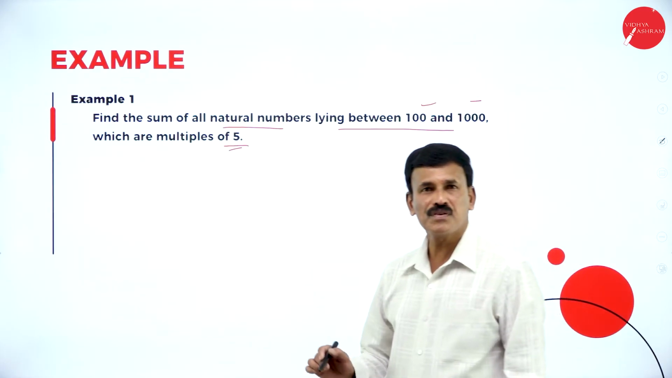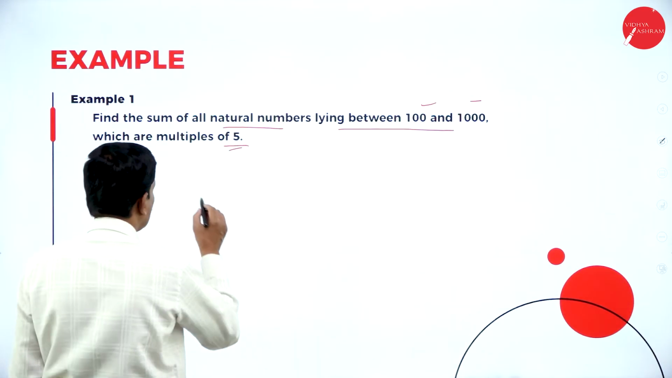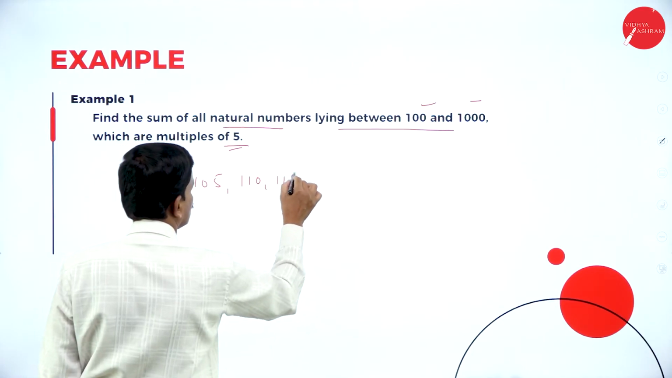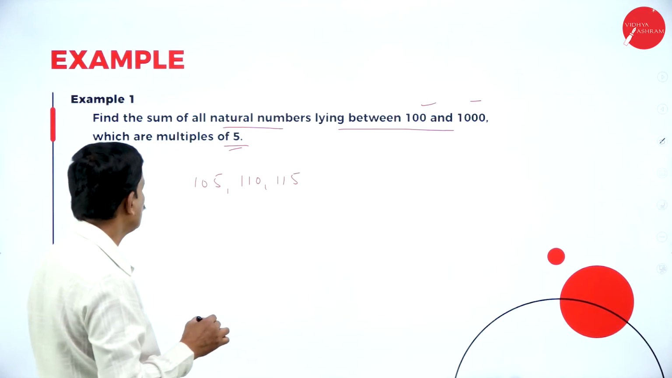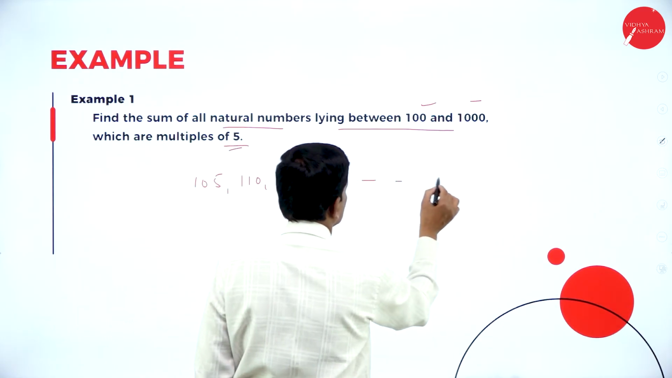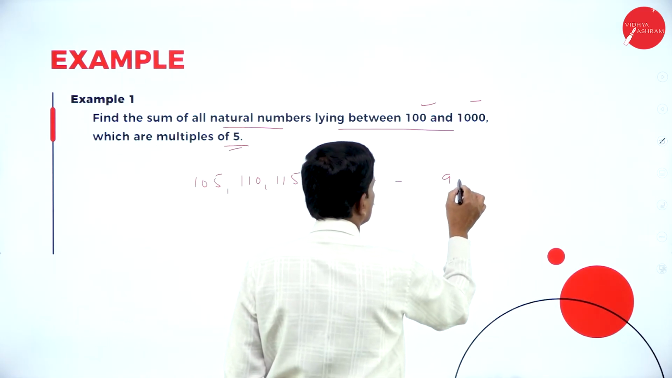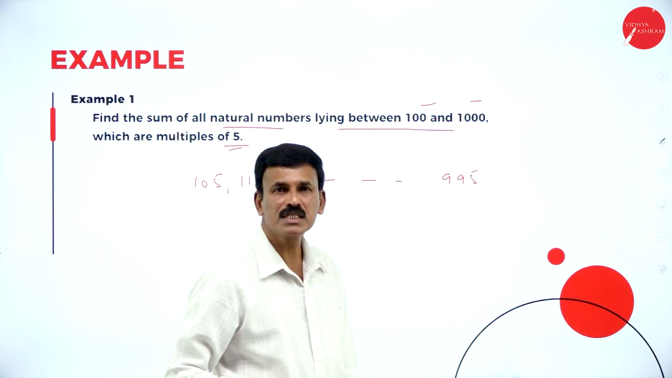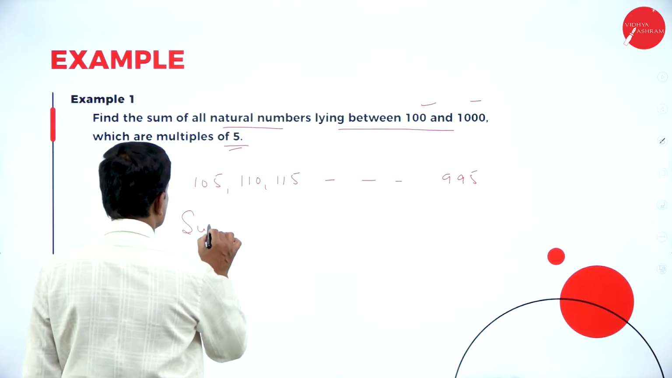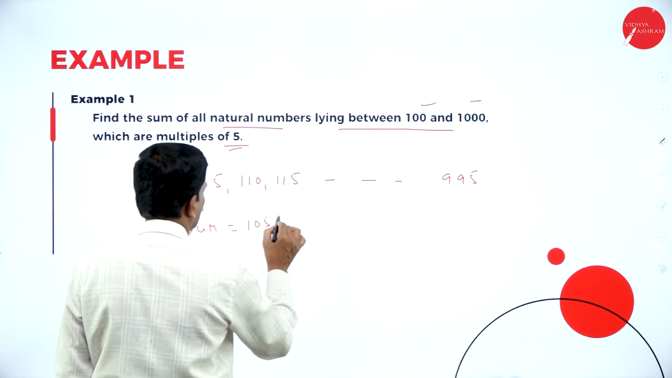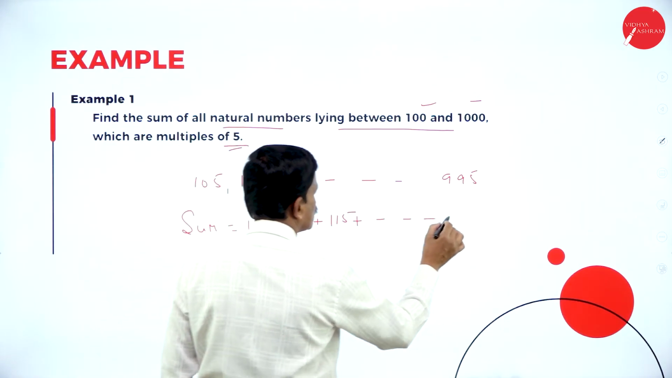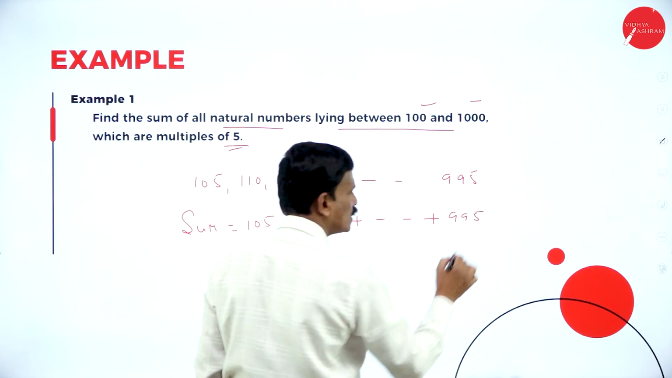So the first number which is a multiple of 5 after 100 is 105. Then the next term is 110. The next term is 115. So 105, 110, 115, etc. The last term is 995. Now, what is to be found here? The sum. Sum of 105 plus 110 plus 115, etc. The last number is 995.